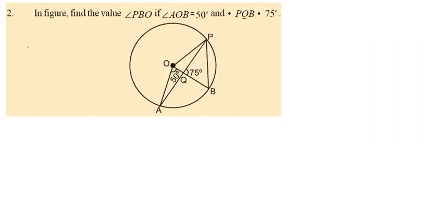Now come to the second question of this one. Angle of AOB is given. So you can write here angle of AOB, that is the 50 degree. Now find the angle of PQB. Where is PQB? PQB is given as 75 degrees. So you can write here PQB is equal to 75 degree.